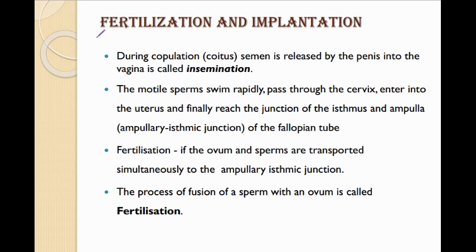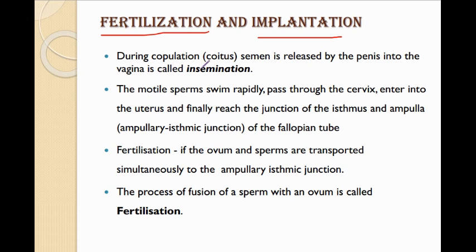Today we are going to discuss in detail fertilization and implantation. In the previous class we discussed in detail spermatogenesis, how the sperm or male gametes are formed, how the ovum is formed, the process of ovulation, then the menstrual cycle. So after the formation of the male and female gametes, what happens here?